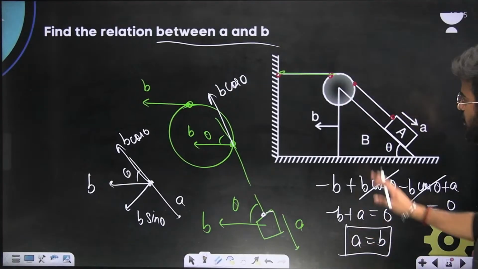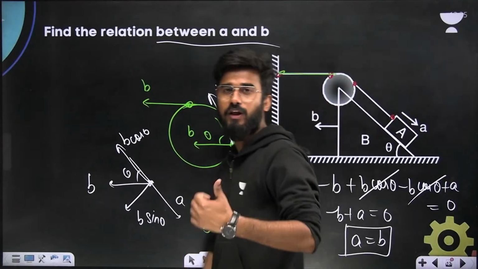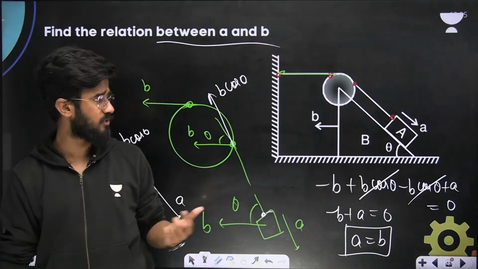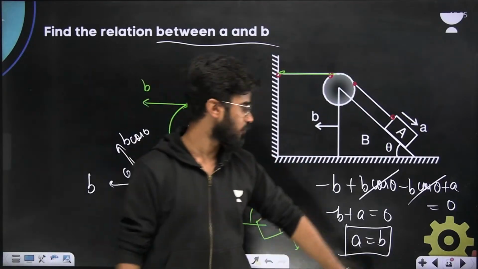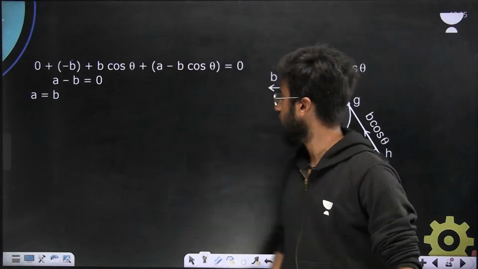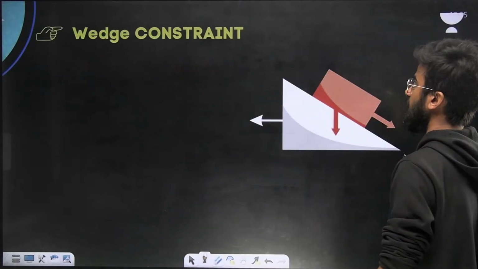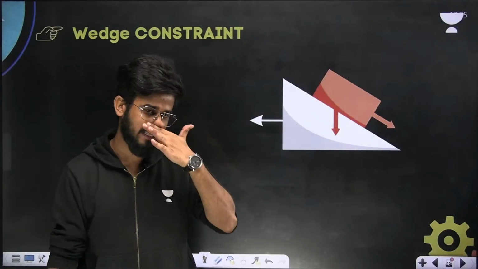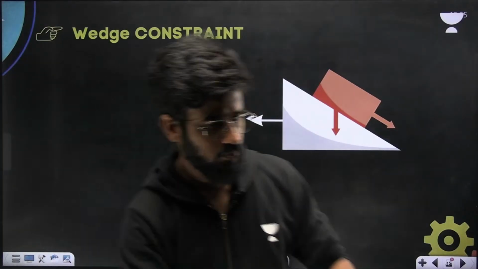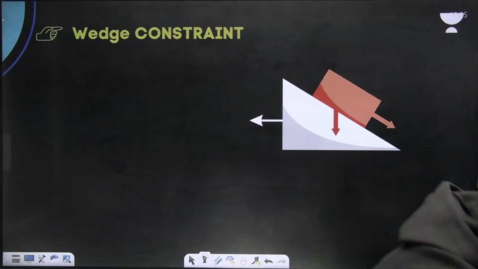So this is the relation between any two velocities or accelerations, whatever you want to say. You can say simply that this is a relation between A and B. Let us move on to the next thing. This thing I have solved. Now we'll come to the wedge constraint. What is wedge constraint? First of all, we'll talk about that. Suppose that I have this particular notebook.